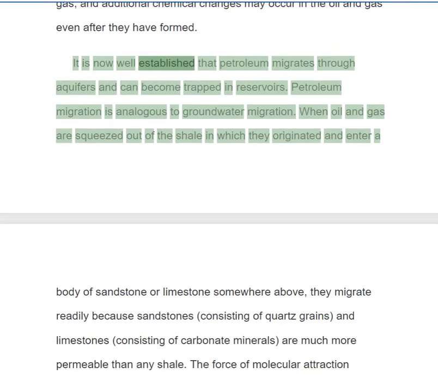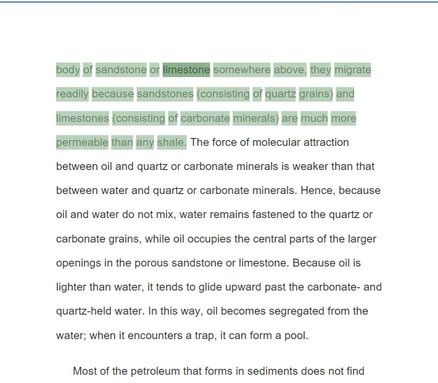It is now well established that petroleum migrates through aquifers and can become trapped in reservoirs. Petroleum migration is analogous to groundwater migration. When oil and gas are squeezed out of the shale in which they originated and enter a body of sandstone or limestone somewhere above, they migrate readily because sandstones and limestones are much more permeable than any shale.